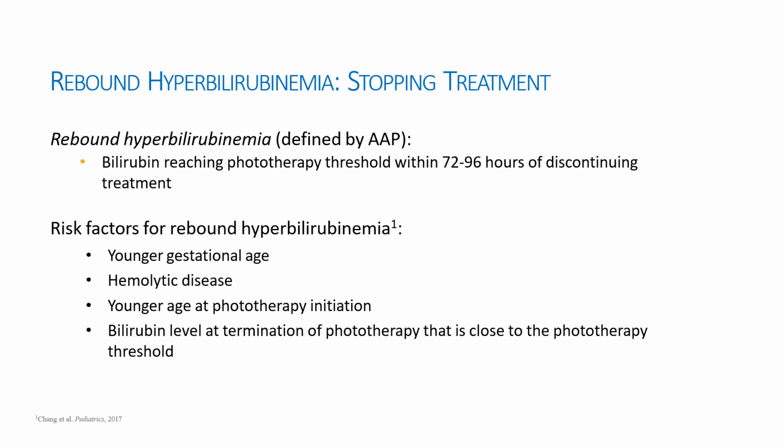Also, the new guidelines describe very clearly what rebound hyperbilirubinemia means. Rebound hyperbilirubinemia means that the moment you stop phototherapy, the bilirubin reaches the phototherapy threshold again within 72 to 96 hours after discontinuing treatment. So when you stop the phototherapy, if the bilirubin level rises back to the phototherapy threshold within 72 to 96 hours, that's when we call it rebound hyperbilirubinemia.